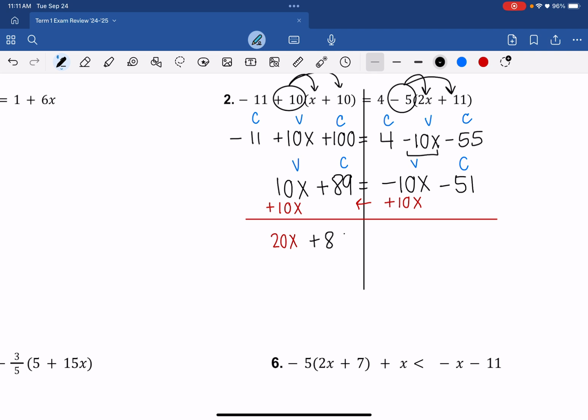plus 89. I'm bringing down what I didn't use. Negative 10 plus 10 is 0, so I don't have that left. And then I have a negative 51 left. Don't forget to bring down the sign with it. Okay, it's not just the 51 that gets brought down. It's also the negative sign.